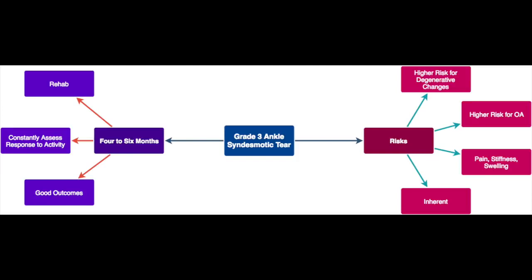Generally, these injuries do have pretty good outcomes, especially when it comes to ankle function. However, there are also naturally long-term risks. There's a higher risk for degenerative changes in that area, a higher risk for osteoarthritis. In general, there's some pain, stiffness, and swelling long-term, in 20 to 40%. Specifically, there's pain, stiffness, and swelling ongoing for a while.